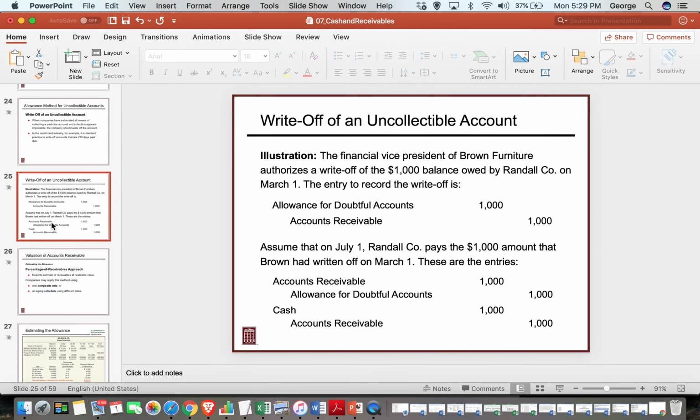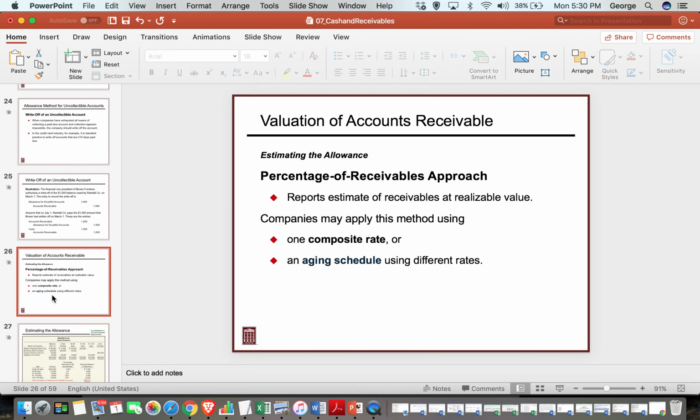All right, so here's the write-off using the allowance method. We're going to write off $1,000 to Randall, so we debit the allowance for doubtful accounts, credit accounts receivable. Notice that we already recorded the bad debt expense in the adjusting entry on December 31st. Assume that on July 1st, Randall pays the $1,000 amount that had been written off. So here's the entry. We reverse this entry and debit AR and credit allowance, and then we'll debit cash and credit accounts receivable, and all is hunky-dory with Randall Company, who took about a year probably to pay their bill.